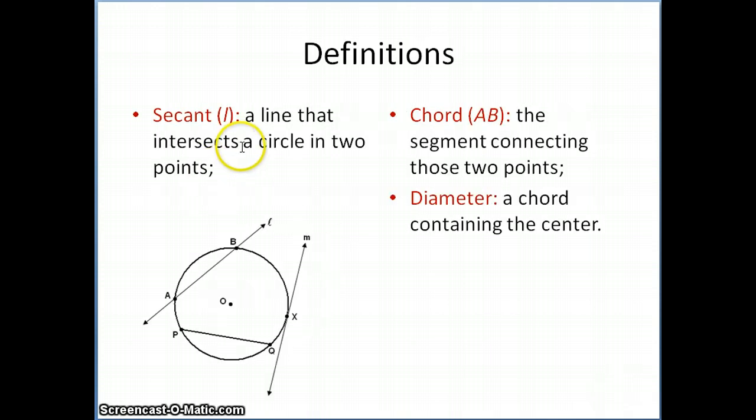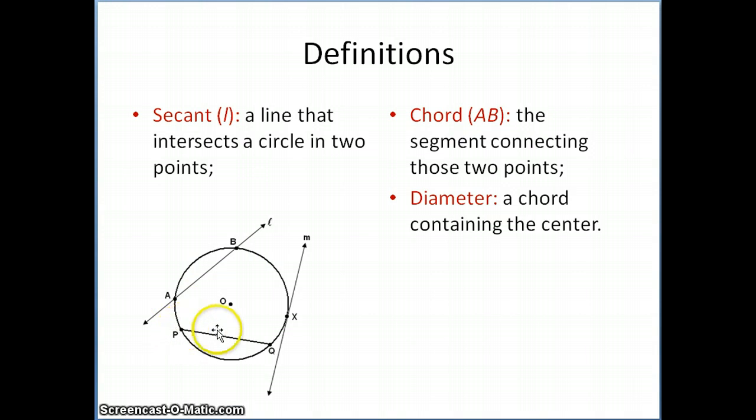Next, if we have a circle and we draw a line that intersects the circle in 2 points, for example, L here in the picture, L intersects the circle at point A and point B. So this is called a secant. A chord is the line segment connecting the 2 points. So if we only consider the segment between point A and B, this can be called a chord.